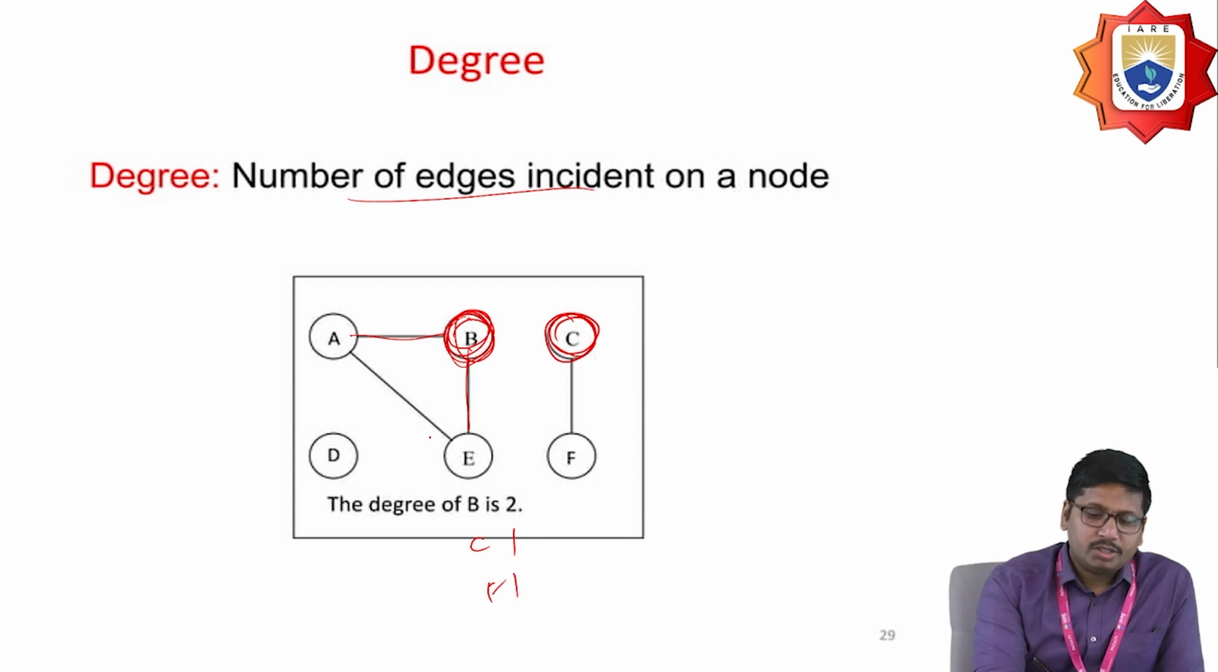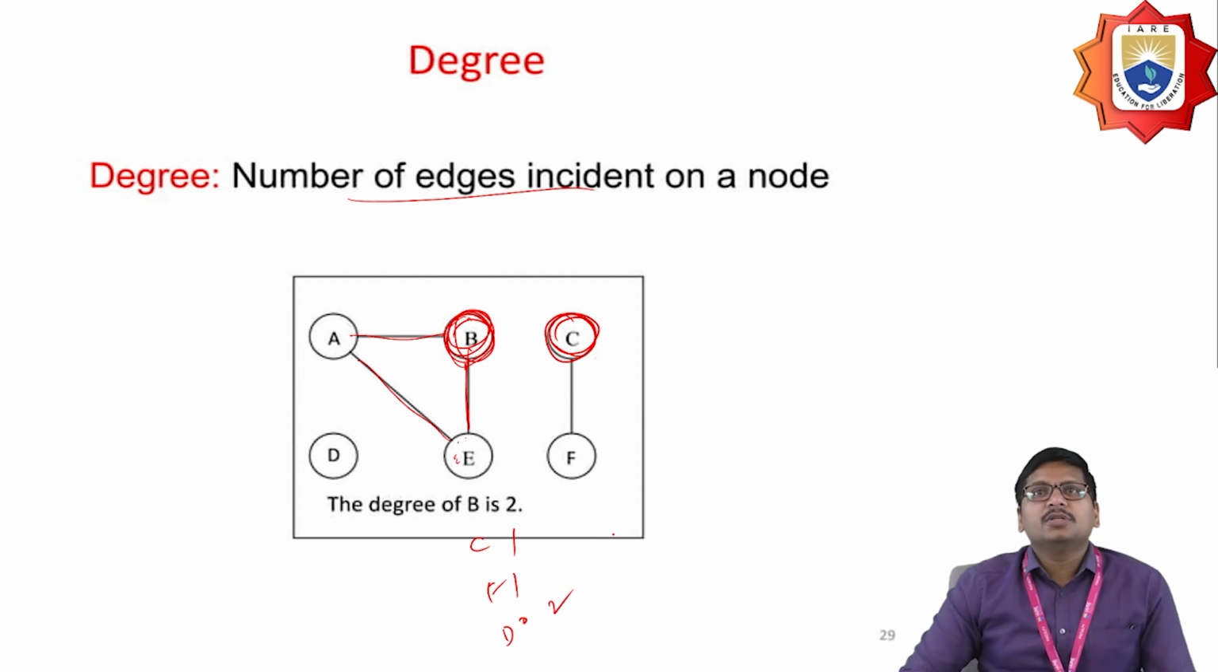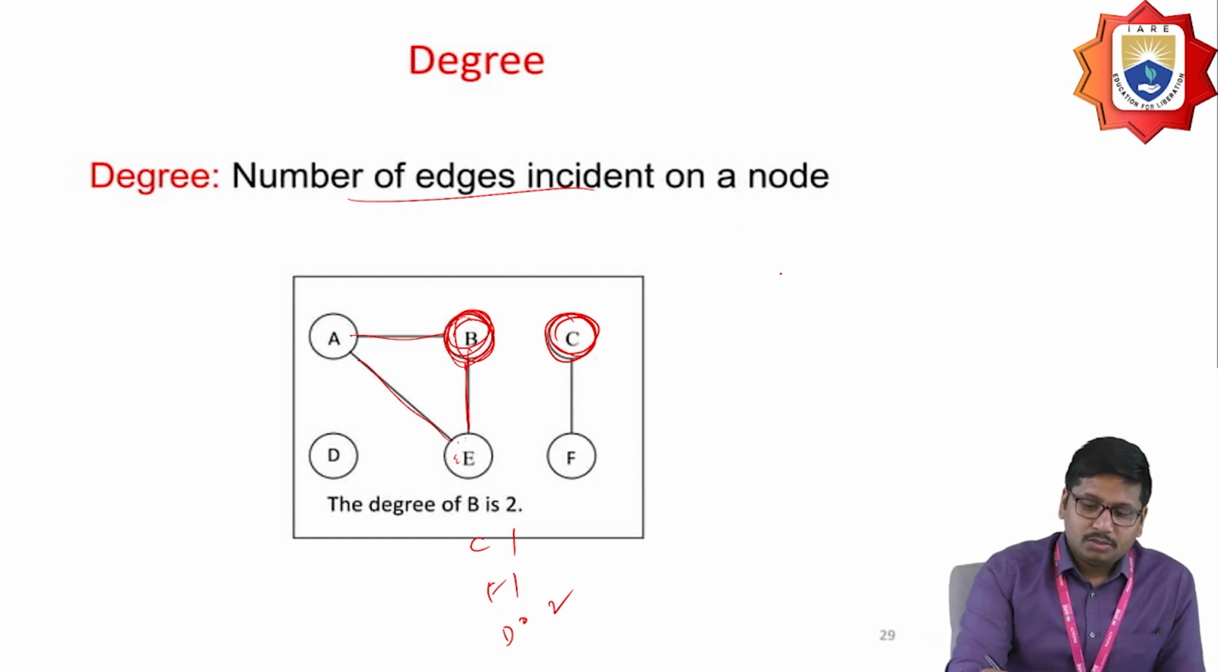And if I consider D, it should be 0. And if I consider E, the number of edges incident on the vertex E is 2. So that's why the degree is 2. So like this, we are going to find out the degree of the vertices. So suppose I have a graph like this.